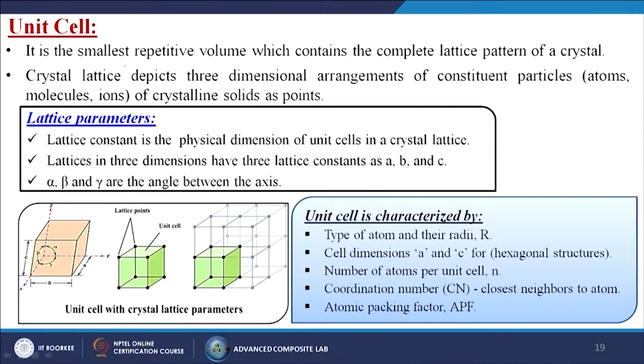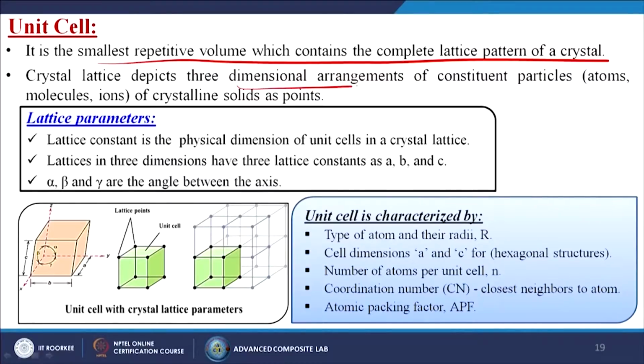So it is the smallest repetitive volume which contains the complete lattice pattern of a crystal. You can say it is one small backbone kind of thing. The crystal lattice depicts the three dimensional arrangement of constituent particles like atoms, molecules and ions of crystalline solids as points. Lattice parameter: the lattice constant is the physical dimension of the unit cell in a crystal lattice. This part I will briefly discuss in the subsequent lecture.